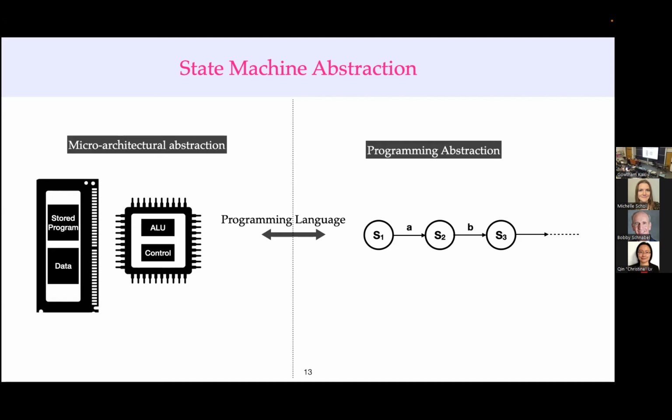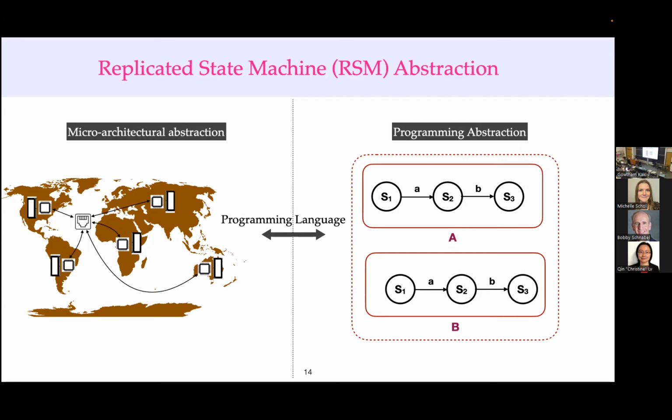So that's the high-level abstraction of a computer that we use in our daily life in programming. The corresponding abstraction for a distributed system can be obtained by generalizing a state machine. We call it a replicated state machine, an RSM abstraction. This is an abstraction that was introduced in the 1970s by Nancy Lynch, Leslie Lamport, and others.